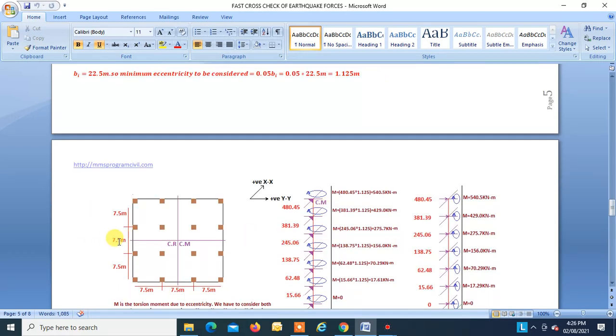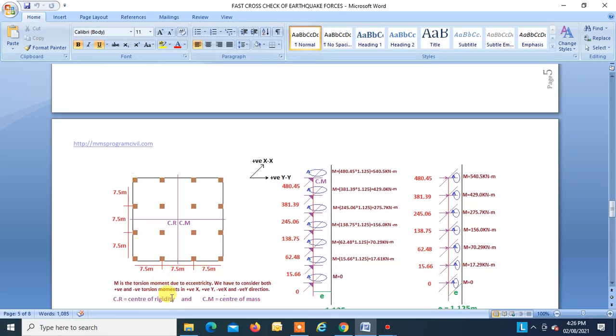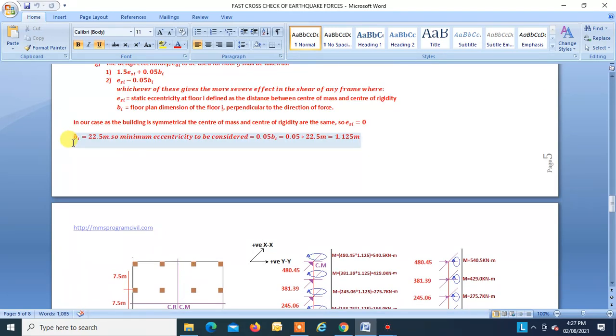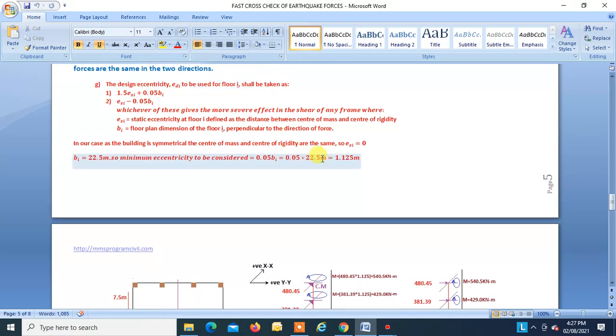So if this is your lateral force, then BI will be this. If your lateral force is in this direction, then your BI will be this. But in our case, the width and length of the building are the same, 22.5 meters. So BI is equal to 22.5 meters. So the minimum eccentricity to be considered is 0.05 BI, that is equal to 0.05 into 22.5, that is equal to 1.125 meters.